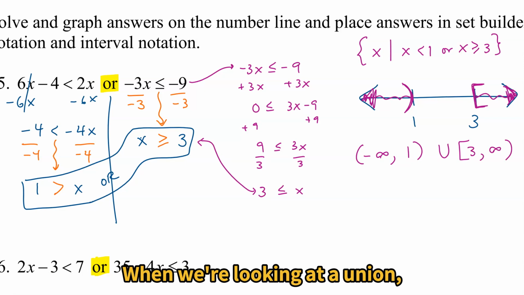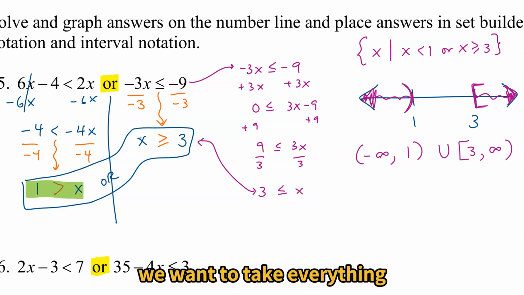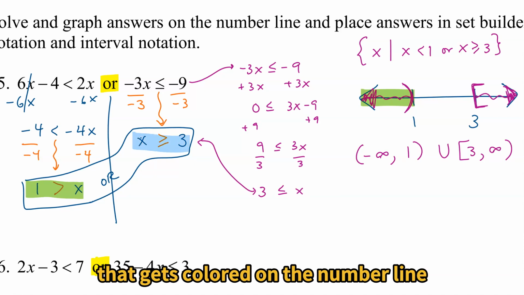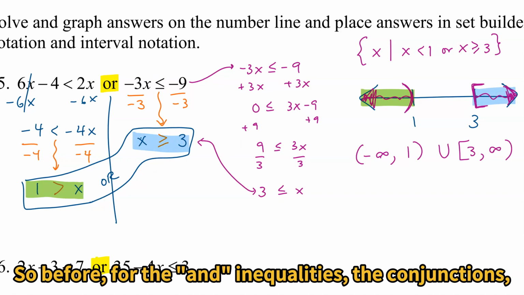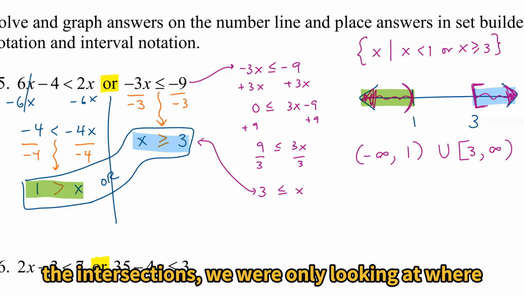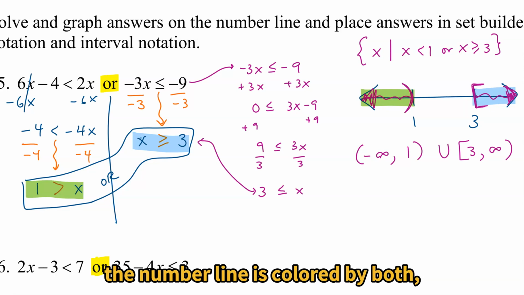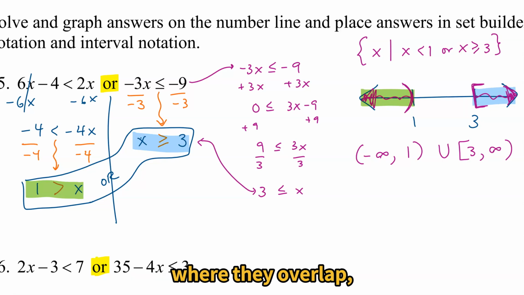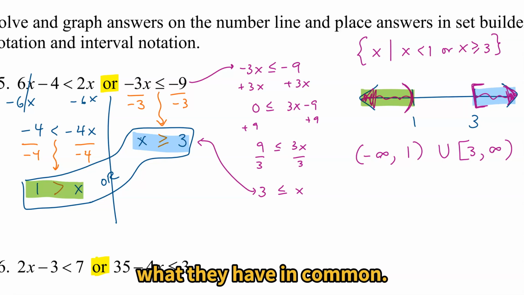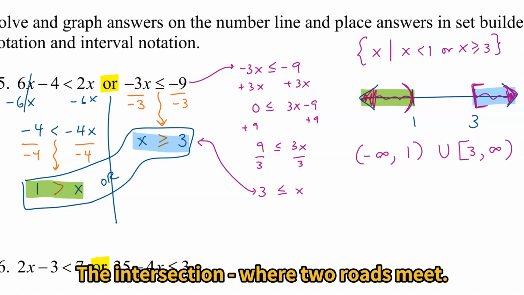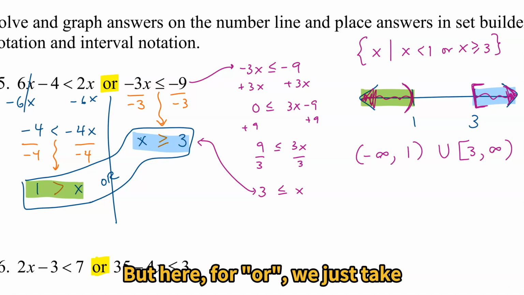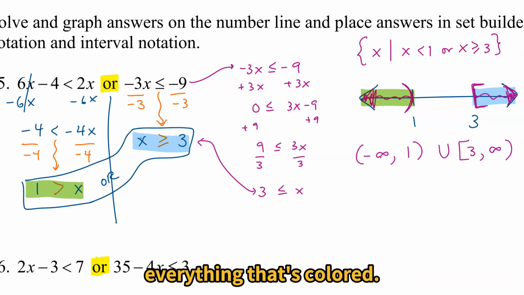When we're looking at a union, we want to take everything that gets colored on the number line as our answer. So before, for the and inequalities, the conjunctions, the intersections, we were only looking at where the number line is colored by both, where they overlap, what they have in common, the intersection, where two roads meet. But here, for or, we just take everything that's colored.